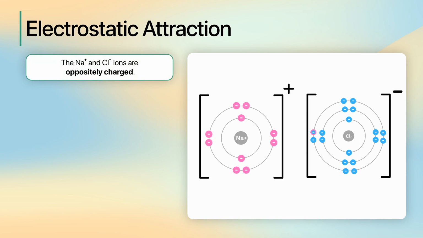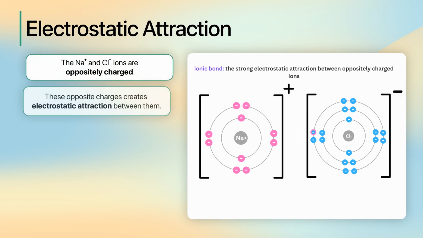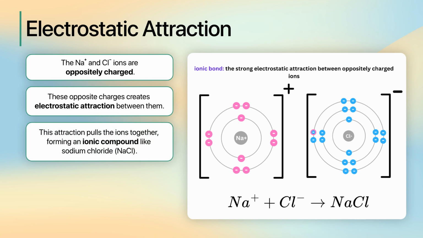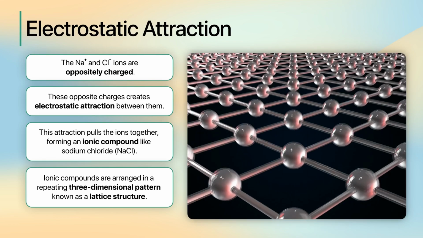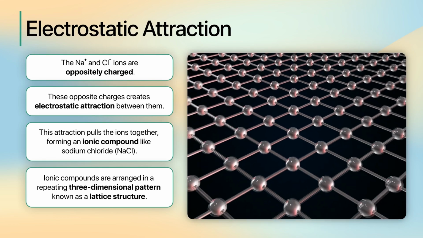After the exchange of electrons, the resulting positive sodium and negative chloride ions are oppositely charged. These opposite charges create a strong electrostatic attraction between them, which is the essence of ionic bonding. This attraction pulls the ions together, forming an ionic compound like sodium chloride. Ions in an ionic compound arrange themselves in a repeating 3-dimensional pattern known as a lattice structure. We will further explore lattices in an upcoming lesson.